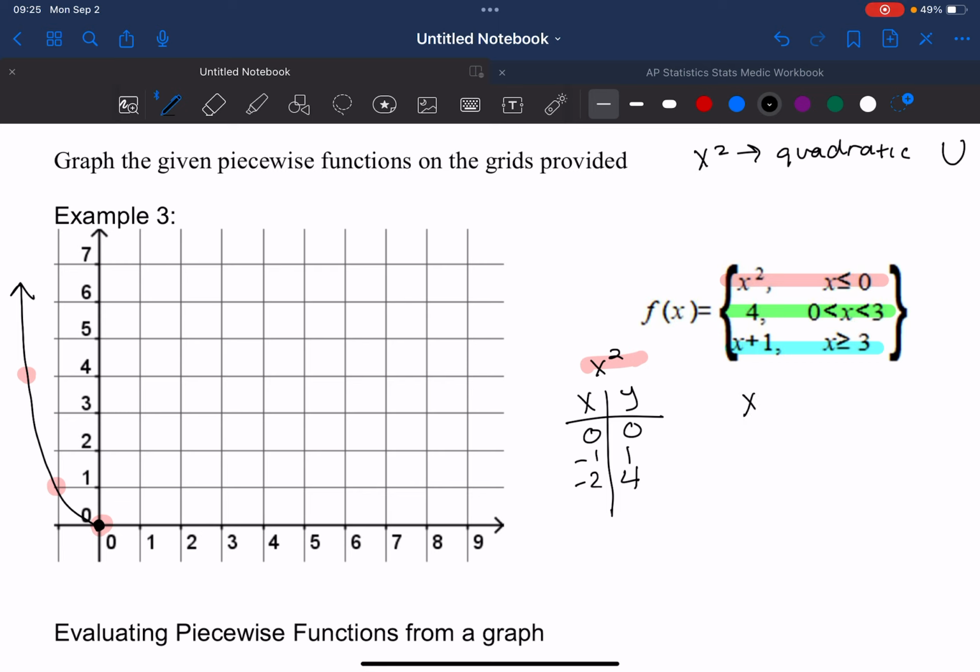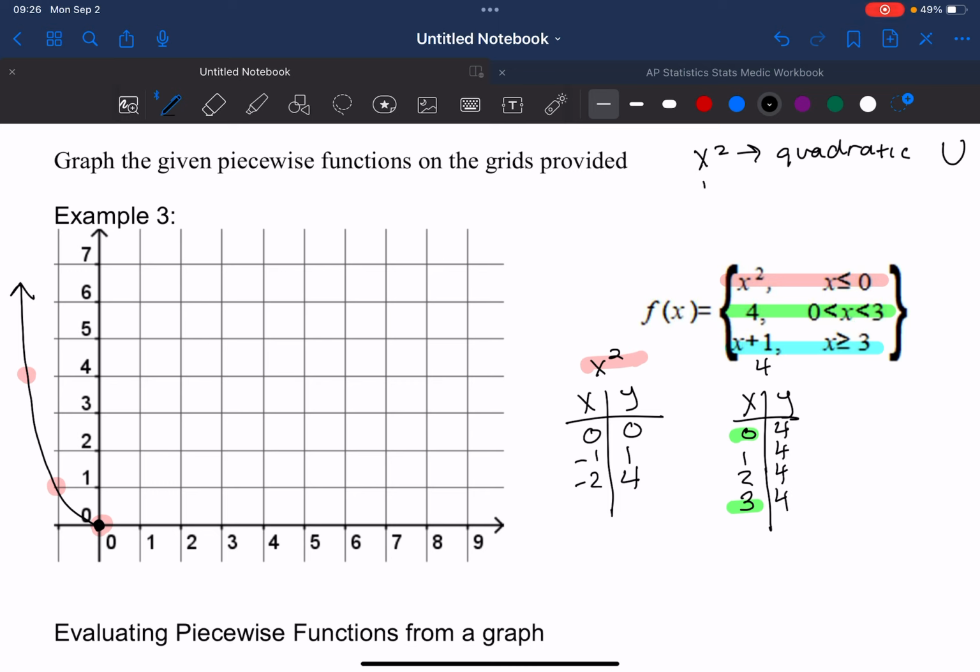Now I'm creating an XY table for my constant function of 4. So it says from 0 to 3 is my restriction. So I'm going to write 0, 1, 2, 3. But on my 0 and my 3, I'm going to go ahead and highlight that 0 and 3 because it's not included, meaning I'm going to have open circles there. And now I'm plugging them in to get my y values. But since the function is constant, we know all my y values are going to be 4.